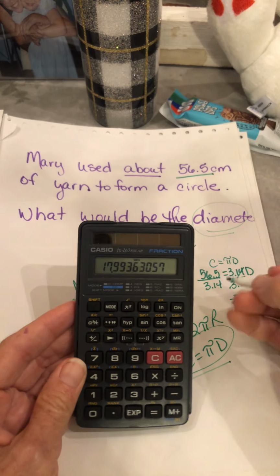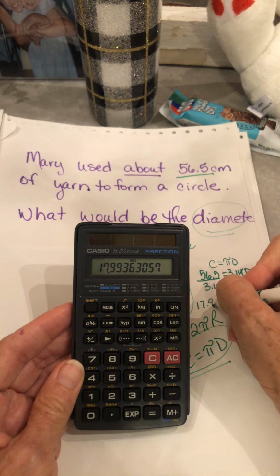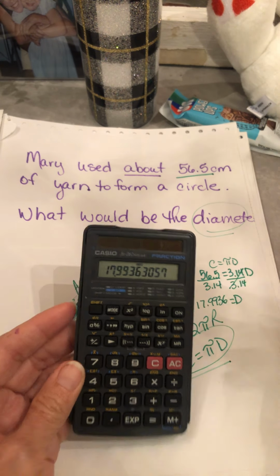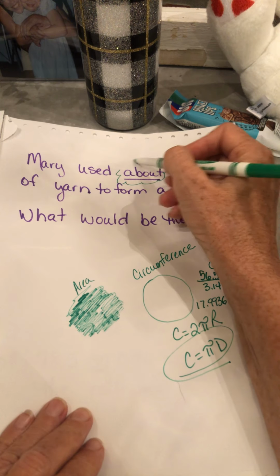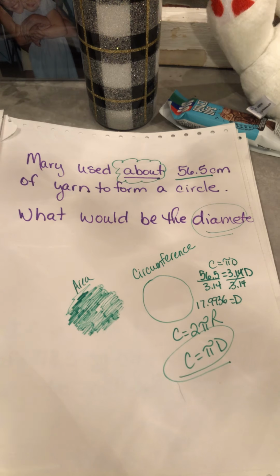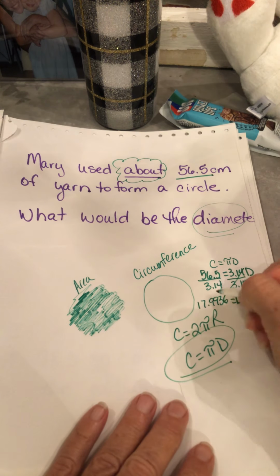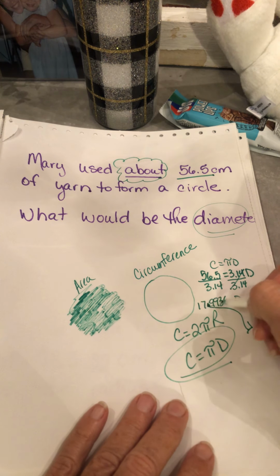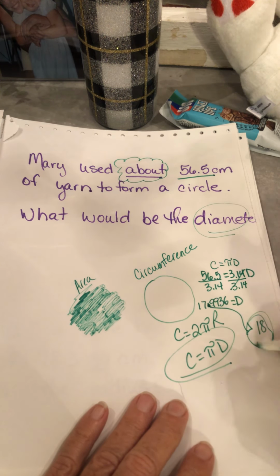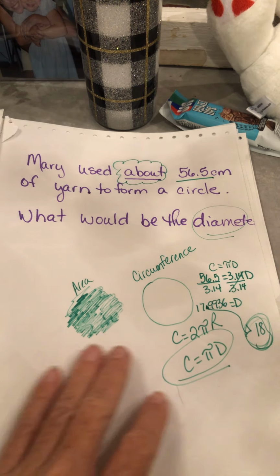I get 17.9936. Okay, here's the key word here, about. So in your answer bank, there was an 18. That would be my answer, because 17.99 is about 18.